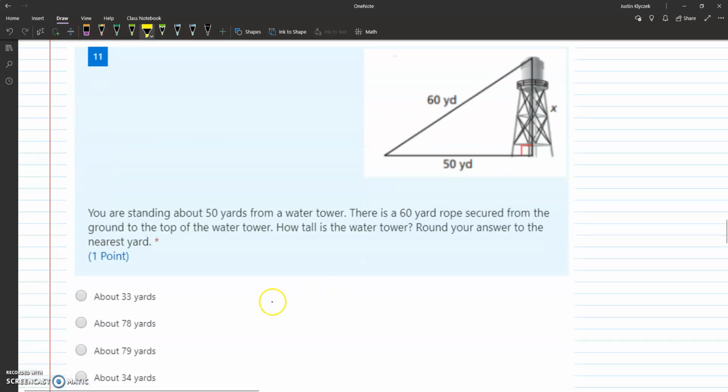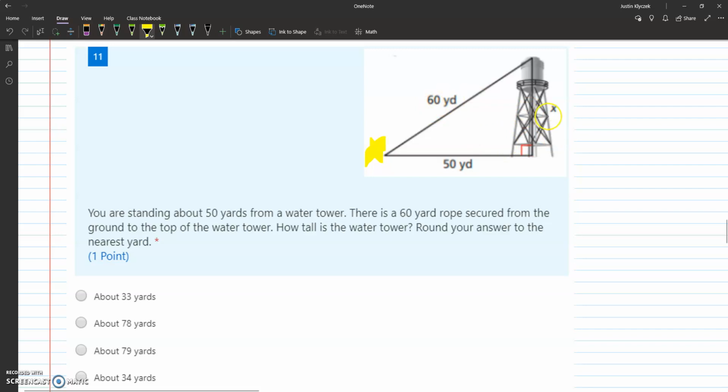All right, number 11. You are standing about 50 yards from the water tower. So here you are, you're way out here. There is a 60-yard rope secured from the ground to the top of the water tower. How tall is the water tower? Round your answer to the nearest yard.